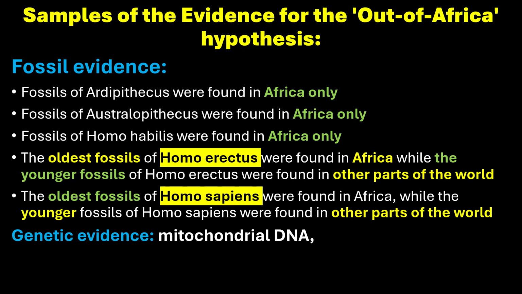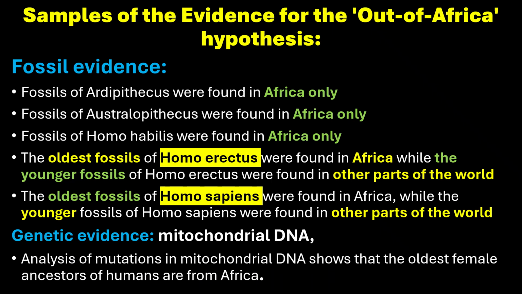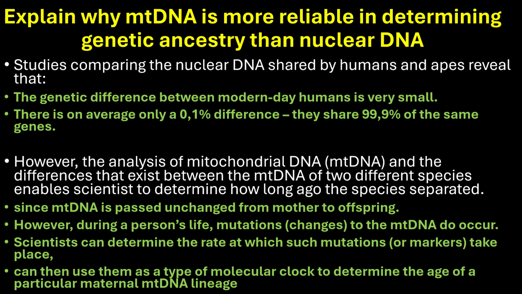In terms of genetic evidence, we have mitochondrial DNA, which is used as genetic evidence in support of the Out of Africa hypothesis. Analysis of mutations in mitochondrial DNA shows that the oldest female ancestors of humans all came from Africa.